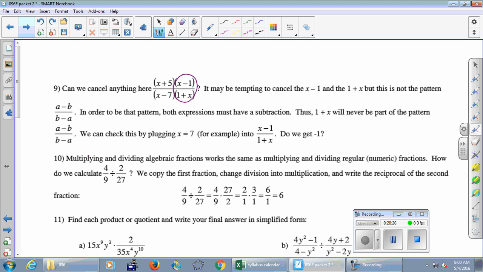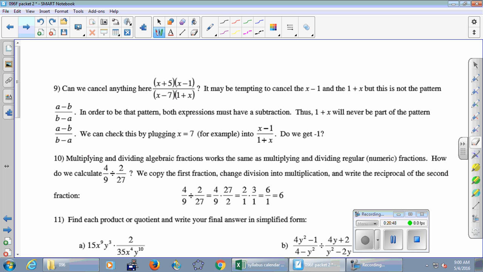In this one, we cannot do anything. It's for sure not equal to 1 because they're not exactly the same as each other. It's just, can we apply our new pattern? And the answer is no. The new pattern is really particular. It's got to be subtraction on both. So that 1 plus x is never going to be part of this new pattern. It has to be a subtraction. So there's nothing to do with this guy.